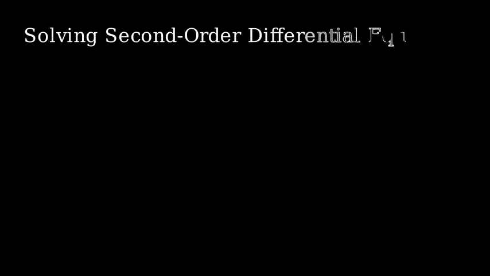Welcome to this tutorial on solving second-order linear homogeneous differential equations. Today, we'll solve the example equation y'' - 4y' + 3y = 0. We'll solve this using the characteristic equation method, which works for linear homogeneous differential equations with constant coefficients.